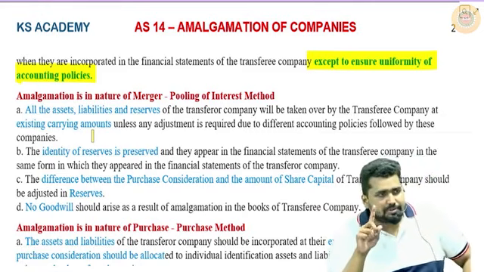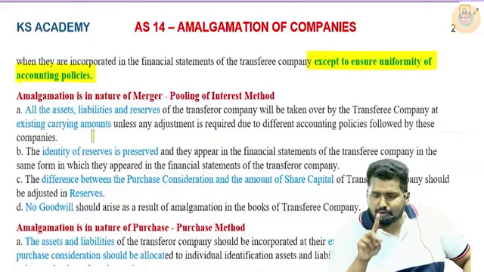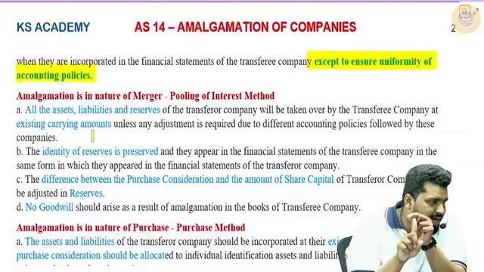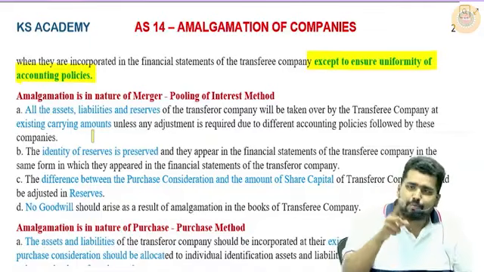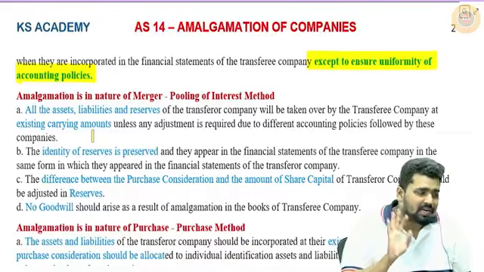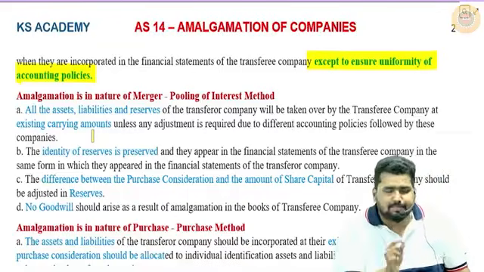Point number 1, when it comes to amalgamation in the nature of merger, the pooling of interest method: bring all assets at book value, bring all liabilities at book value, bring all reserves at book value, subject to a small adjustment in a particular place.